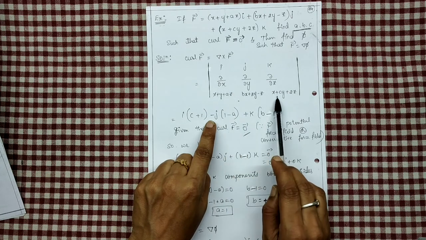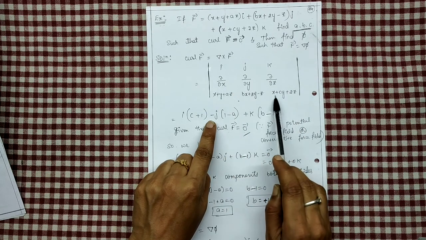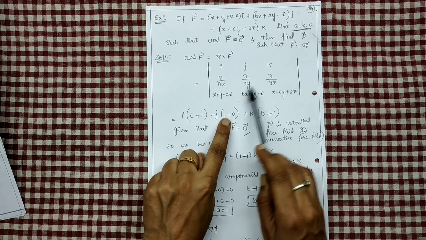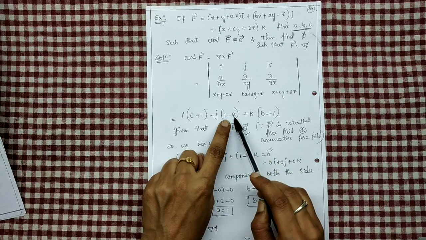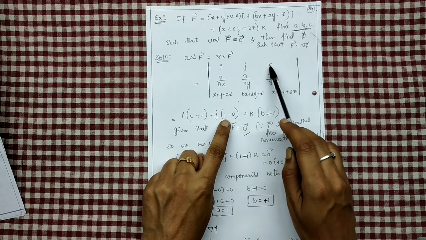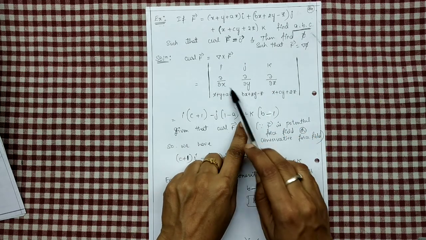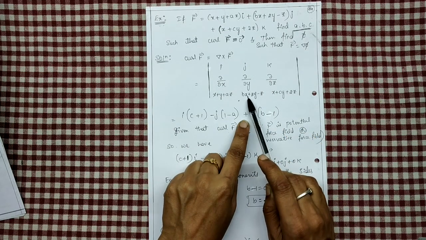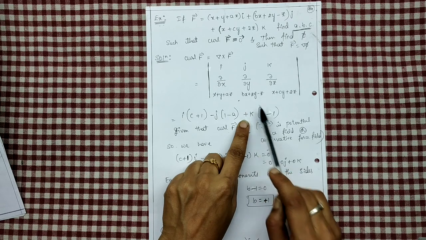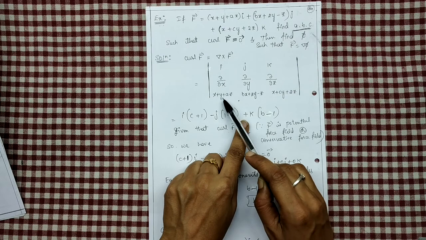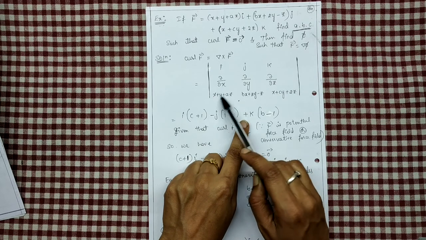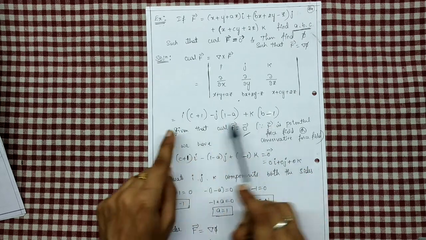Differentiate this with respect to x. x differentiation is 1. All other terms are 0. 1. 1 minus. Differentiate this with respect to z. So differentiation of z is 1. So you will be remaining with a. 1 minus a plus k into. Here differentiate this with respect to x. So x differentiation is 1. So it will be b. b into 1 is b. This 2 will be 0. b minus. Differentiate this with respect to y. y differentiation is 1. This 2 will be 0. 1. b minus 1. You will be remaining with this.